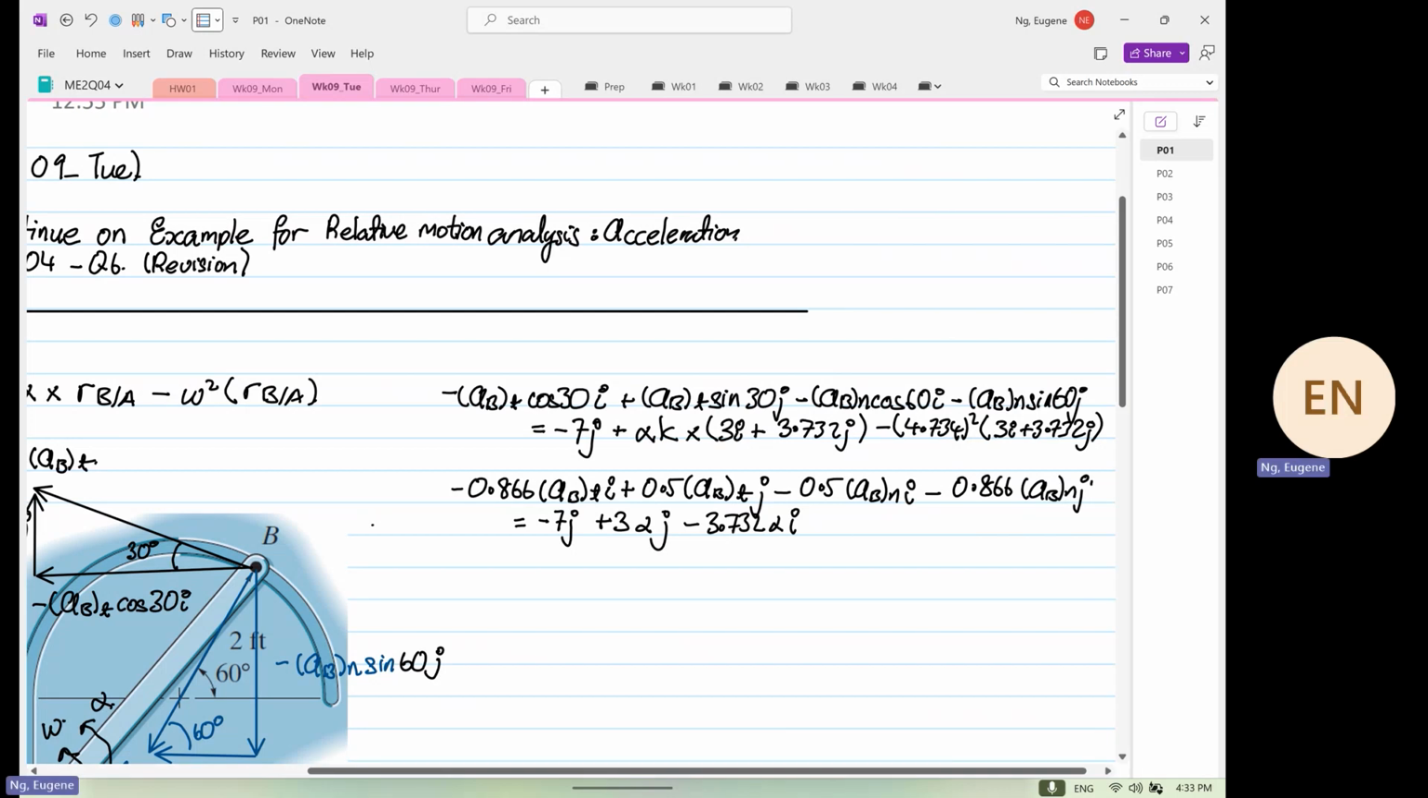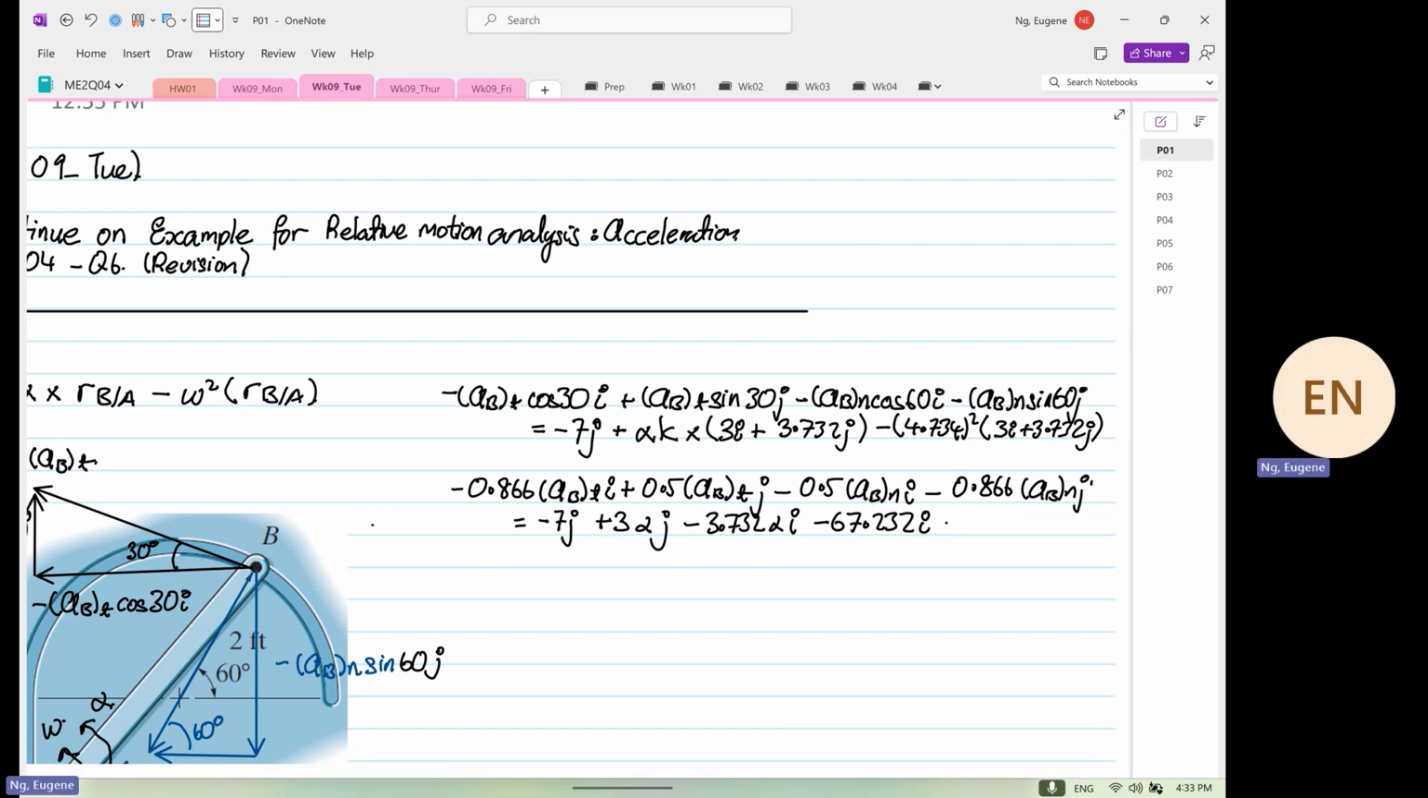Then 4.734 squared times 3 is 67.232, so minus 67.232 in the I, and then minus again 4.734 squared times 3.732, which is 83.637 in the J. Let me do it again.